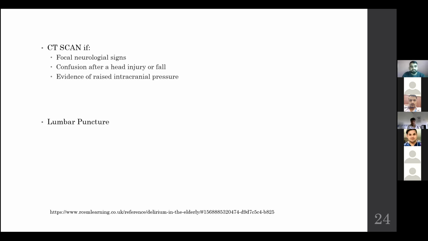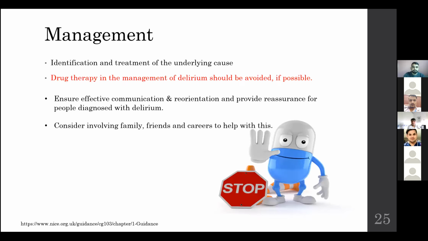Thank you, sir. CT scan is indicated if there is any focal neurological sign, if there is confusion after a head injury or fall, or if there is any evidence of raised intracranial pressure, we should also think about doing the CT scan. And if you suspect meningitis or meningoencephalitis, we can also do a lumbar puncture.